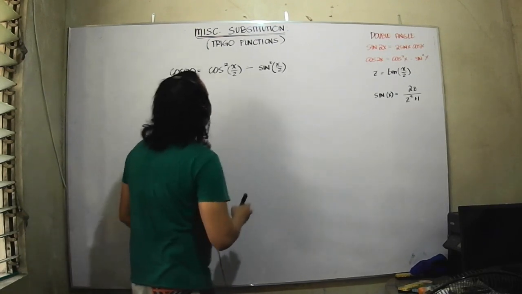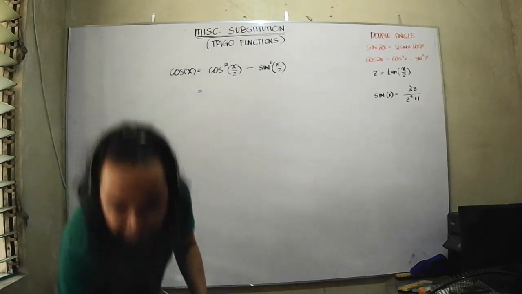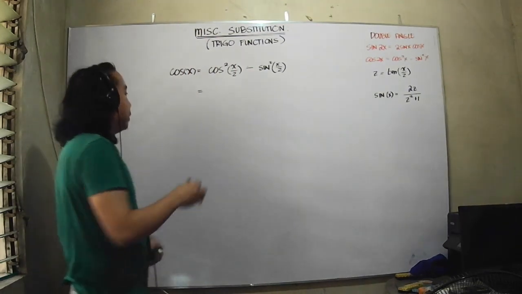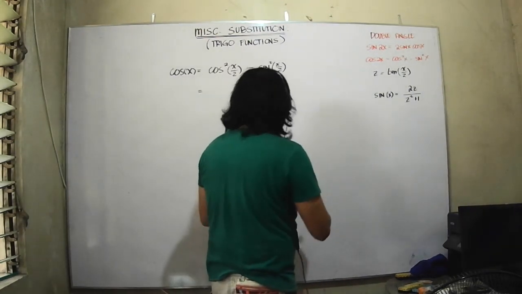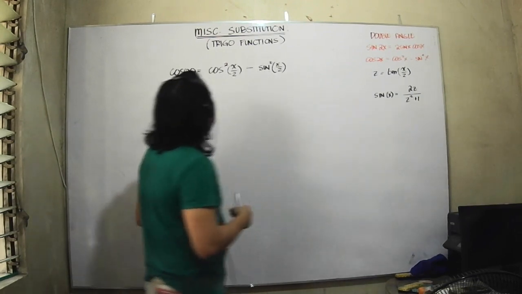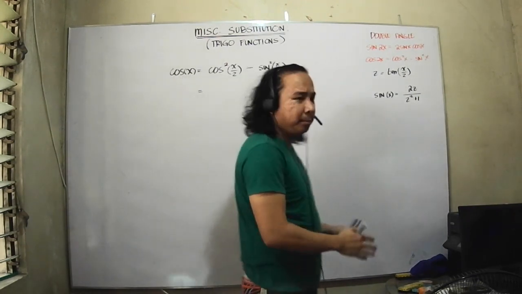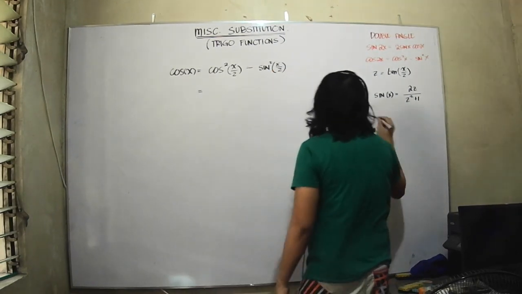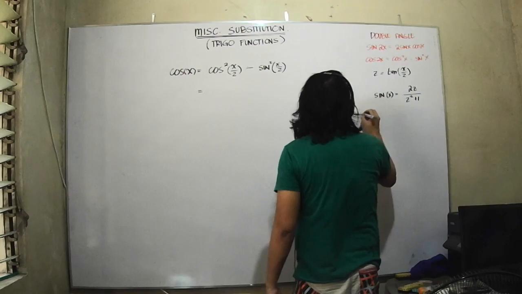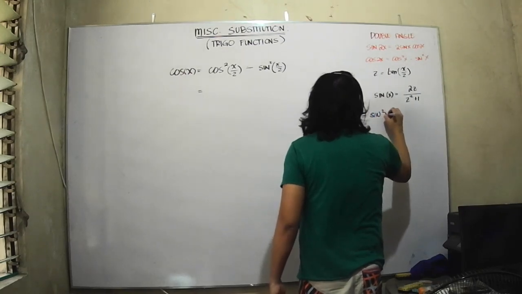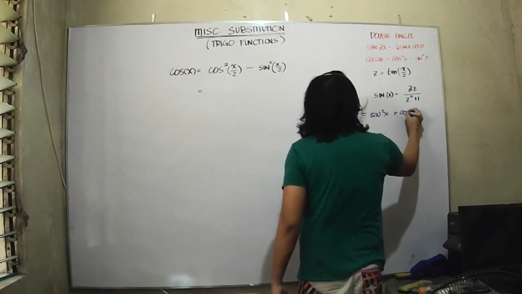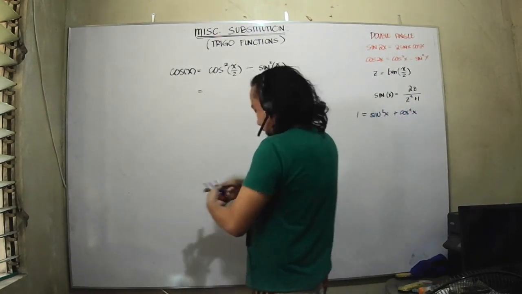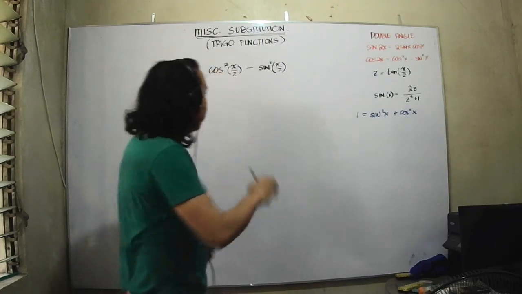We have something like this. Sine squared x. We want to express everything in terms of cost. Using the strategy, 1 is equal to sine squared x plus cosine squared x. If that's the case, we use the Pythagorean identity.